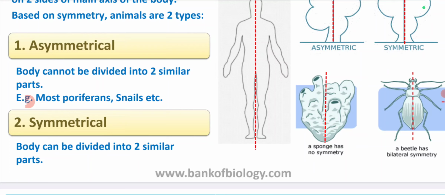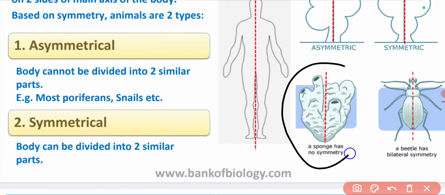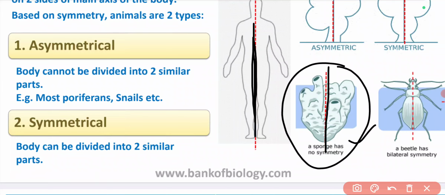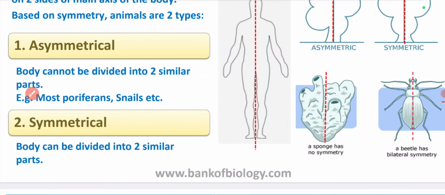Example, most poriferans, snails, etc. You can see this diagram, where the sponge has no symmetry. If you divide it into two parts, both are unequal. That's why it is called asymmetric body. And symmetrical, where the body can be divided into two similar parts like human beings. If you completely divide a human into two halves, you can find two similar body parts. That's why we have a symmetrical body.